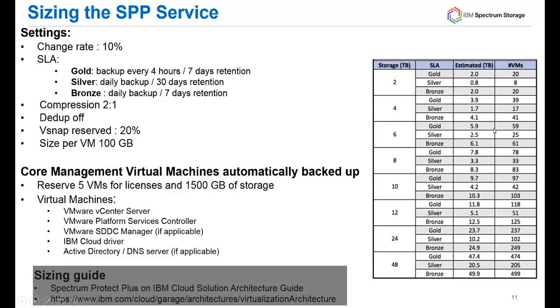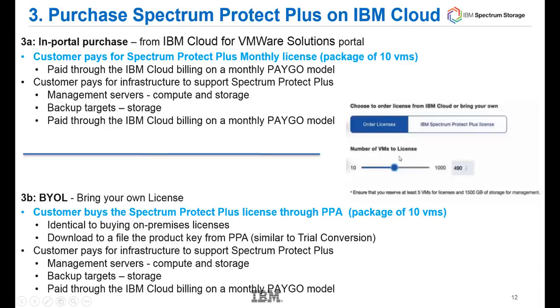This is a chart that's taken out of the sizing guide and is an example of how we will assist you in sizing your vSnap when you're setting that up. After you've sized your vSnap and chosen the number of licenses, you can then choose to do an in-portal purchase, and you will pay for Spectrum Protect Plus monthly licenses, packages of 10, and that will be billed to you by the IBM Cloud for VMware Solutions.